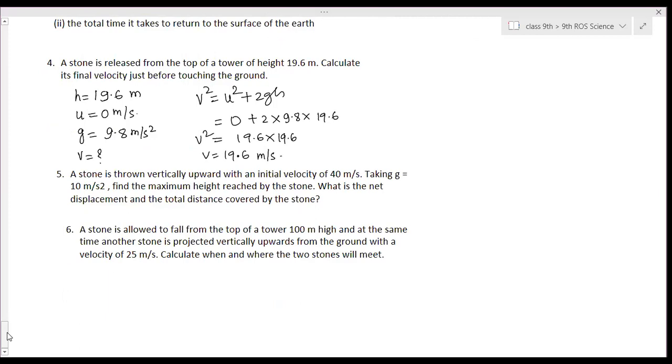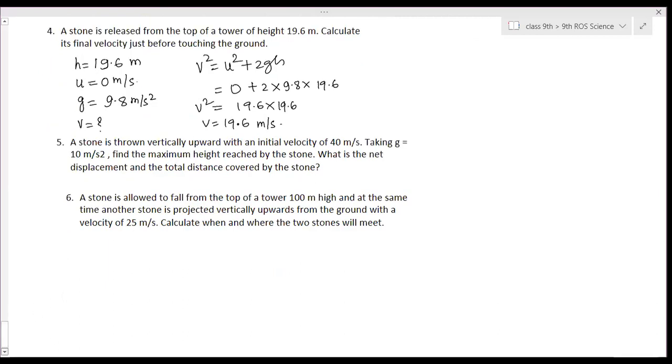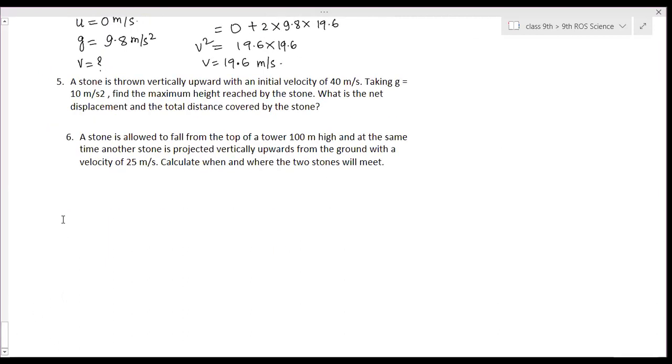Ma'am, if they ask to calculate the final velocity just before reaching the maximum height, what should we do? No, that is not possible. At a particular time duration, it should be known, then you can find it out. Okay, ma'am. In the fifth question, we have to take g as minus, right? Negative, yes, it is moving upwards, so minus.